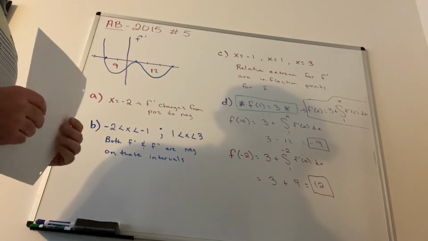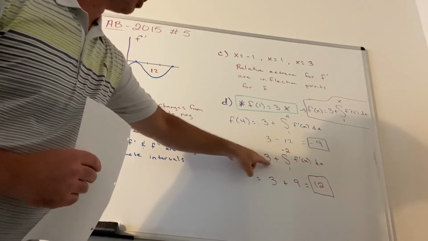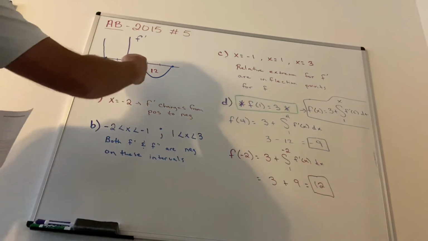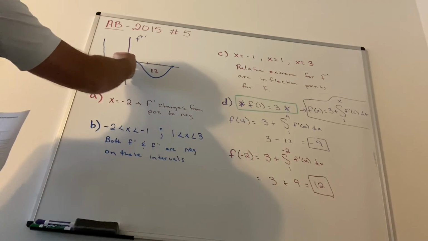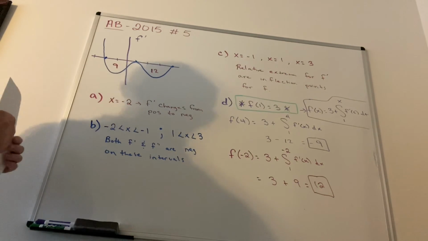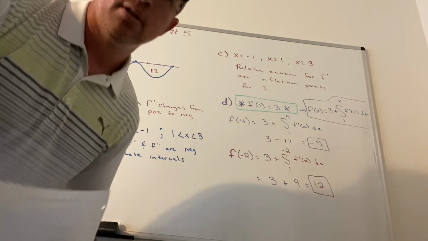And then you're supposed to find f of -2. Again, start at your initial condition. And this time we're going to -2. So I'm going this direction. So I'm going in a negative direction, but I'm also below. So we've got that double negative happening right there. So 3 plus 9 is 12. All right.